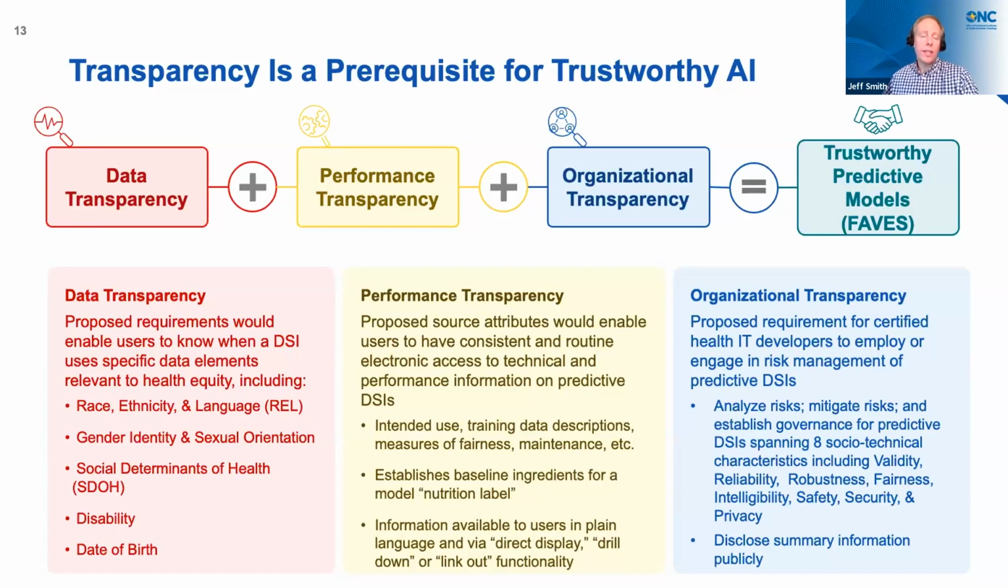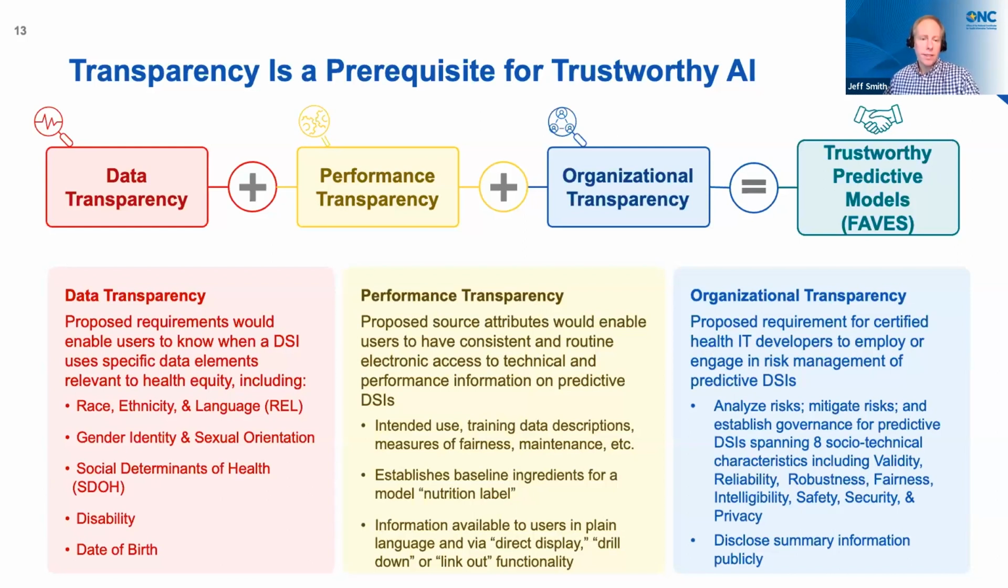We also thought there was a great need for, as I mentioned, performance transparency. And so we proposed a set of information, and we call these source attributes, that would enable users to understand really the technical and the performance information that they might need for predictive DSIs. And this kind of information, these categories of information, would include what the predictive DSI was intended to be used for. It would have some description of the training data. And as I mentioned earlier, it would have measures of fairness. For those of you who have been following this space for a while, you'll know that this concept of a nutrition label has taken hold, and they call them model cards.